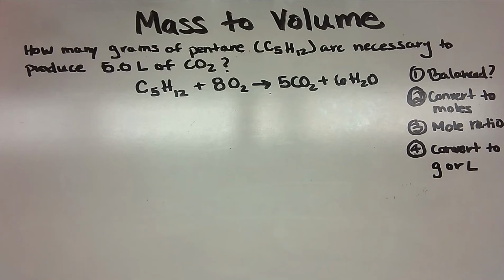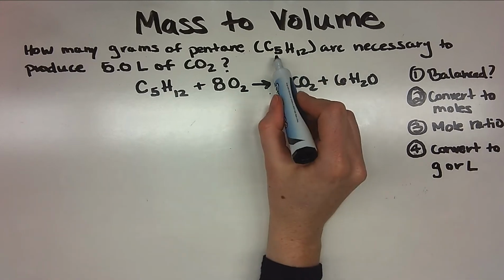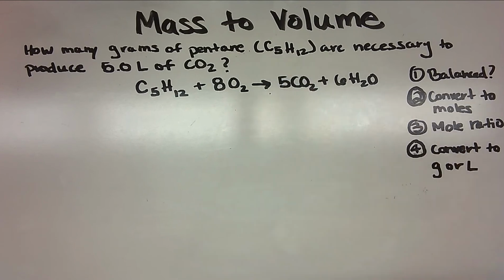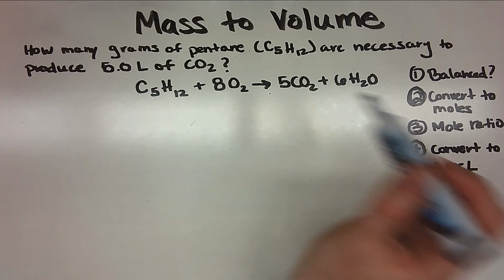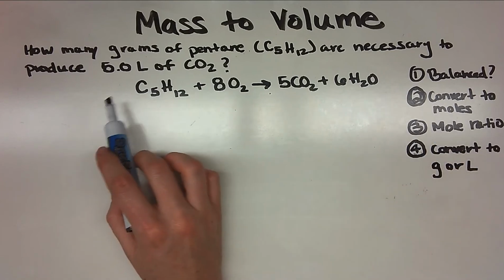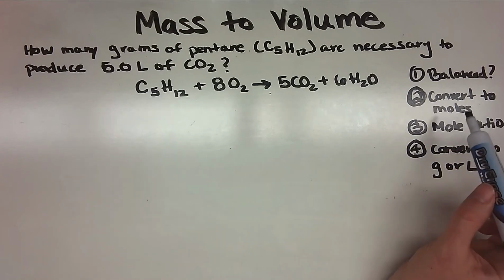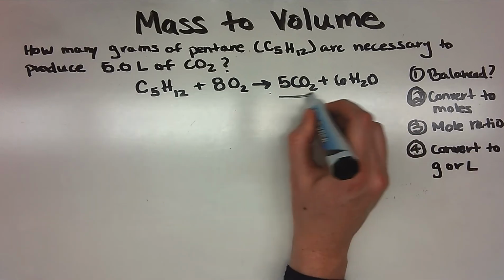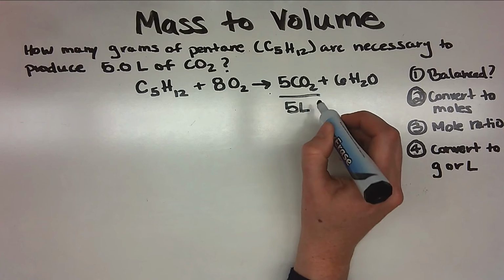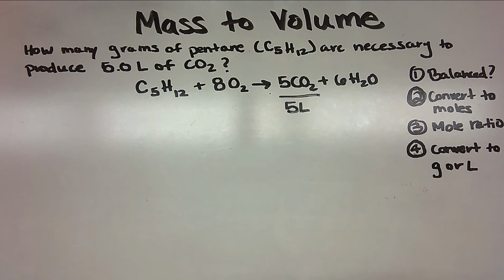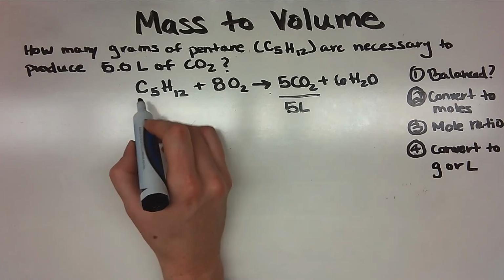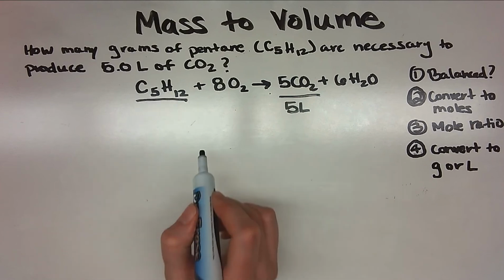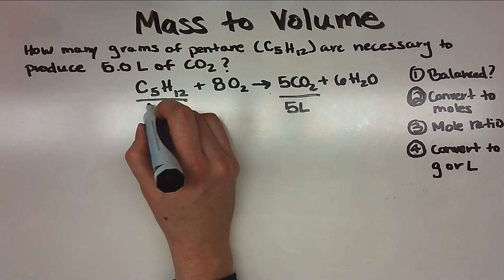asked to find. So our question is, how many grams of pentane, here's its formula represented C5H12, are necessary to produce 5 liters of carbon dioxide in the following equation? So our equation is already balanced, so we're going to move on to step 2. We were given that we had 5 liters of carbon dioxide produced. And we are asked how many grams of pentane are necessary for this reaction to take place.